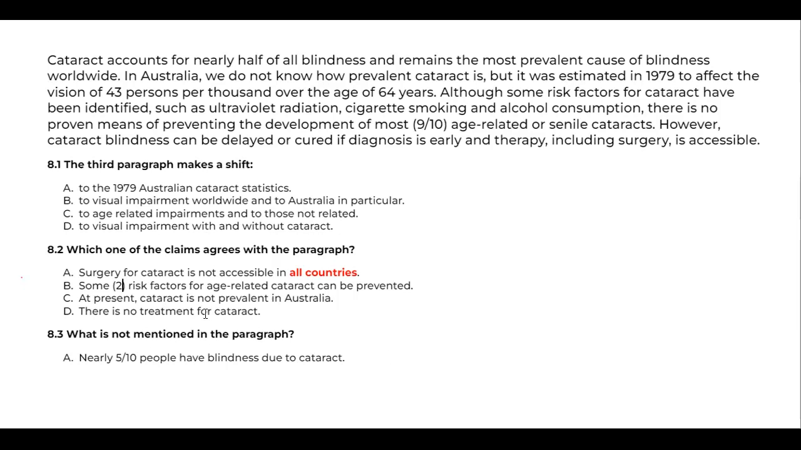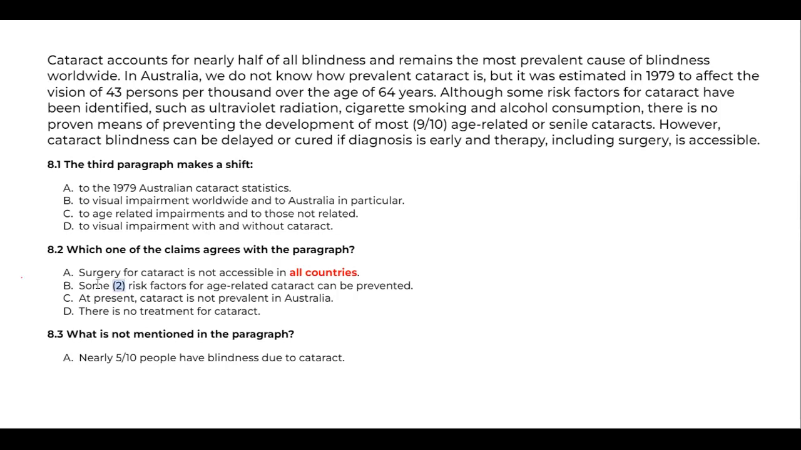So that means I can say some of the members are from Africa. There are only two. Amita, you're also from Africa. Please put your hand down. Okay, fine. So see, even two can be some. Some risk factors of age-related cataract can be prevented.